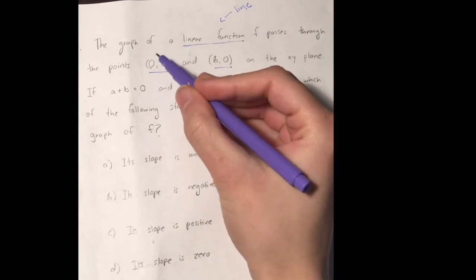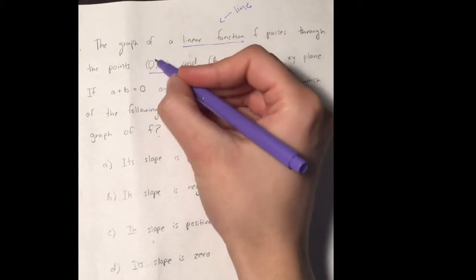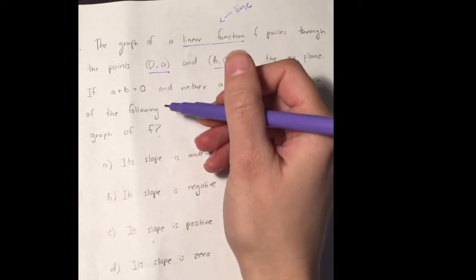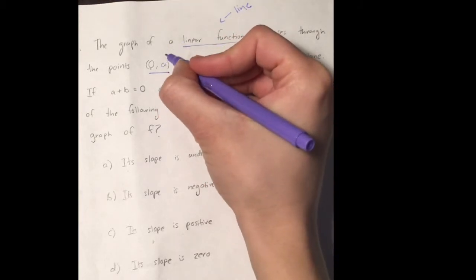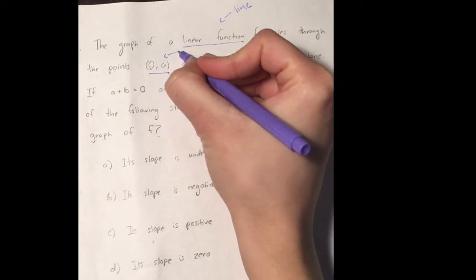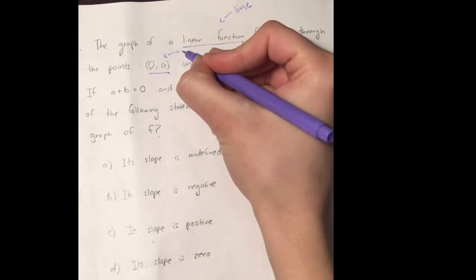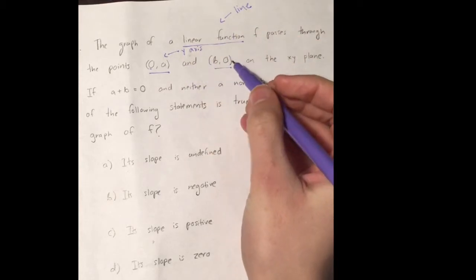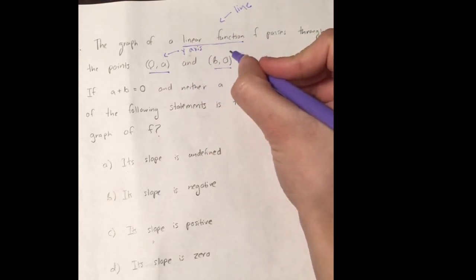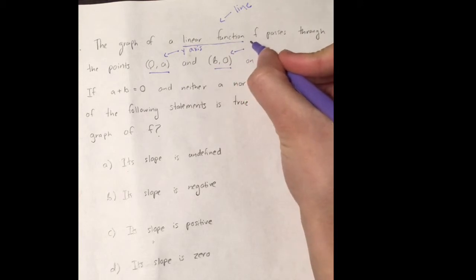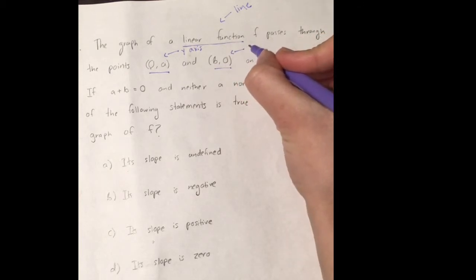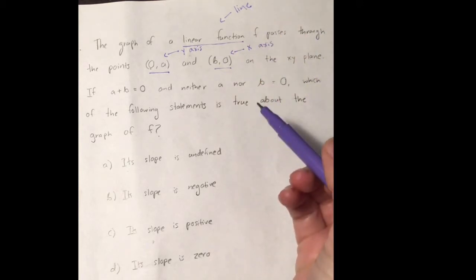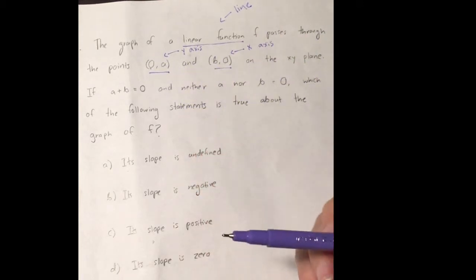Now I'm looking here, it seems like in this point we know that the x-coordinate is 0 and we don't know what the y-coordinate is. But because this x-coordinate is 0, we know that it is somewhere along the y-axis. And for (b, 0), we don't know what the x-coordinate is, but we do know that the y-coordinate is 0, which means that it is somewhere along the x-axis. Great, so the line seems to pass through the y-axis and the x-axis.